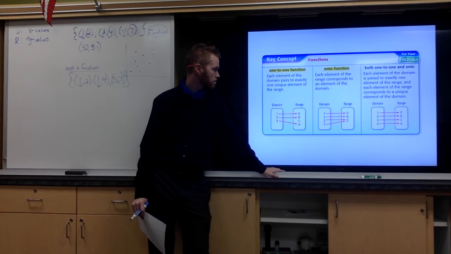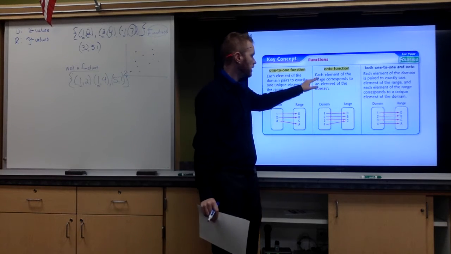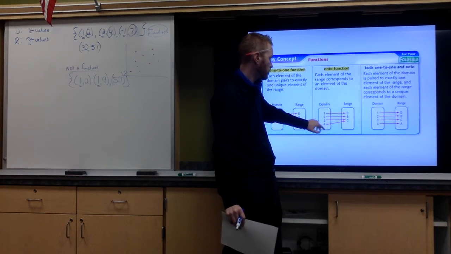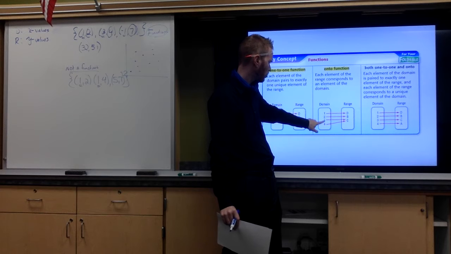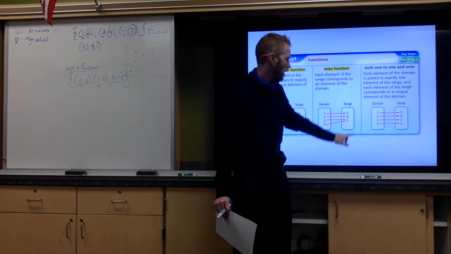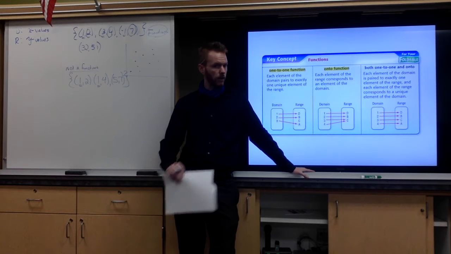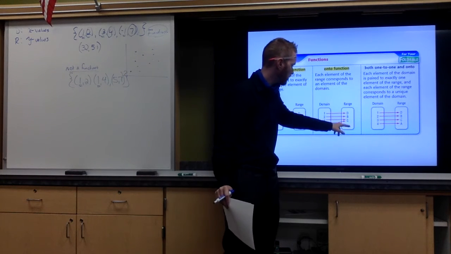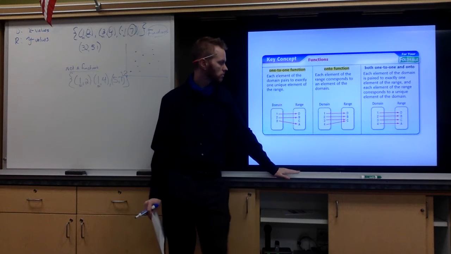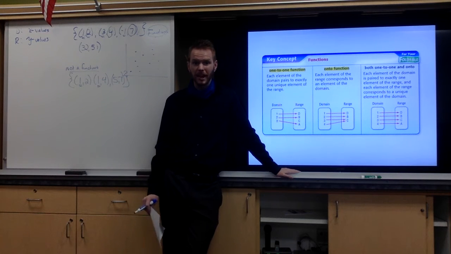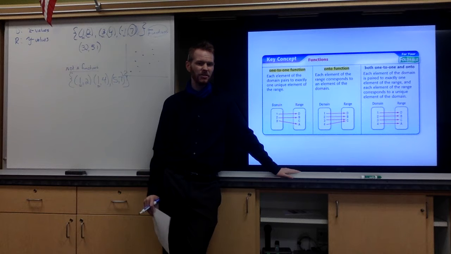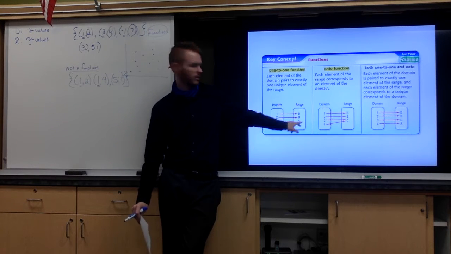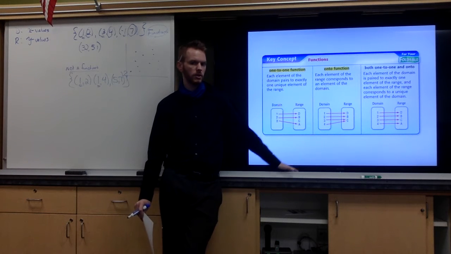So that's one-to-one. An onto function, each element of the range corresponds to an element in the domain. So notice how, look at 3 and 4. They both have C in their range. That's okay. That's allowed. But notice, every range value has a partner or partners, okay? They're all picked. That's a good thing. See how one-to-one, not everyone was picked? This one, it's the opposite. Everyone is picked, okay?